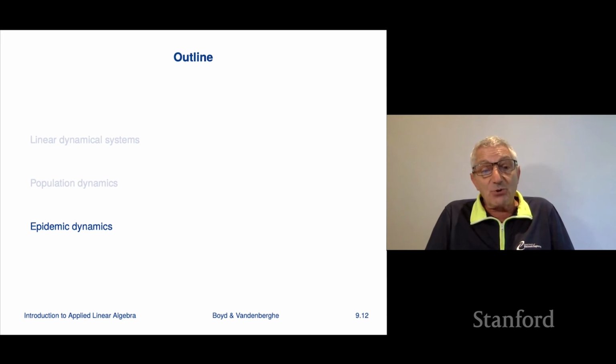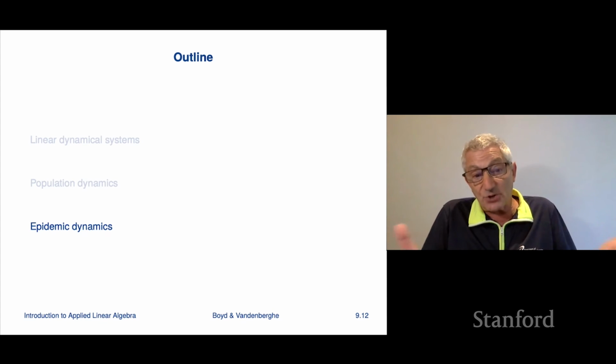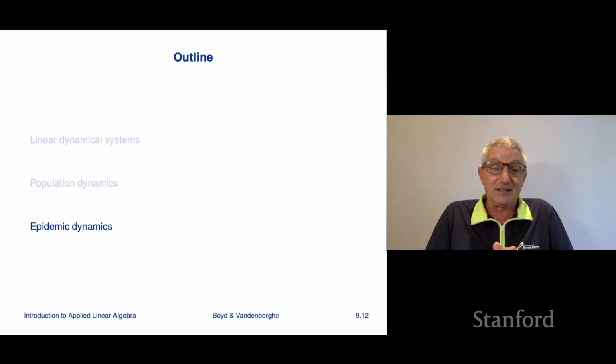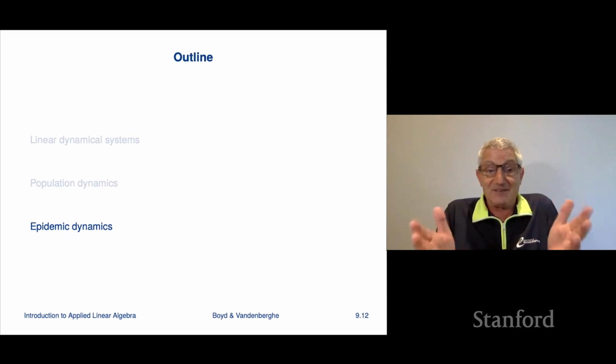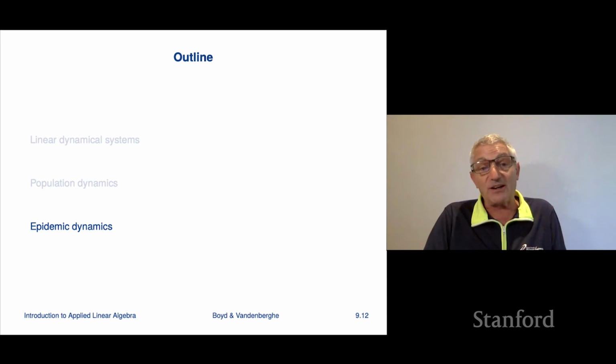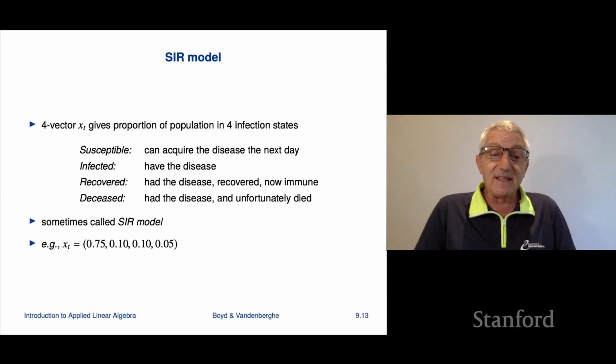But what I'll do is show you another example of how linear dynamical systems are used to model certain things. Once again, what I'm going to show you is a highly simplified epidemic dynamic model, but nevertheless, it would be a good start. So let's take a look at that. We'll look at something super simple.